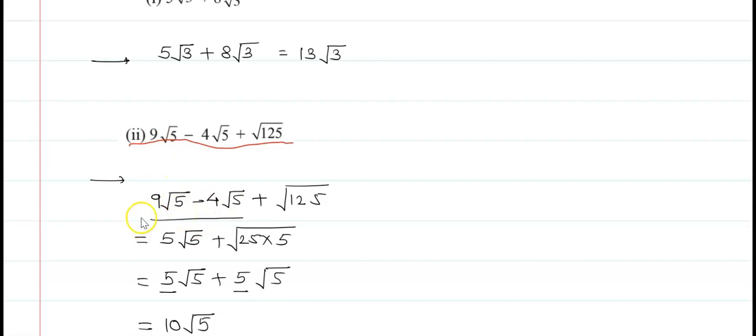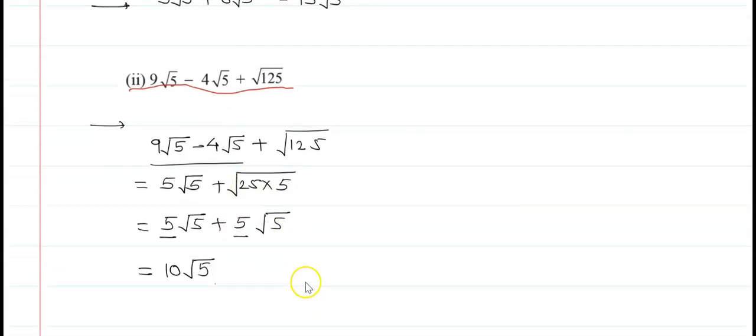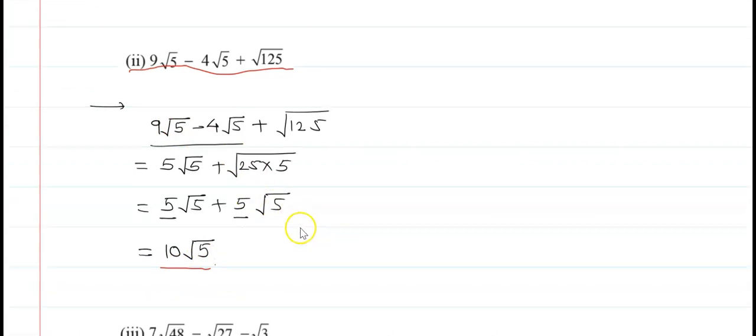That is, 9 root 5 and 4 root 5. So 9 root 5 minus 4 root 5 is 5 root 5. But what about the root of 125? We can simplify it to the simplest form. That is 25 into 5. What is the square root of 25? It is 5, so 5 root 5. 5 root 5 plus 5 root 5 is 10 root 5. And this is the simplest, or simplified, form.